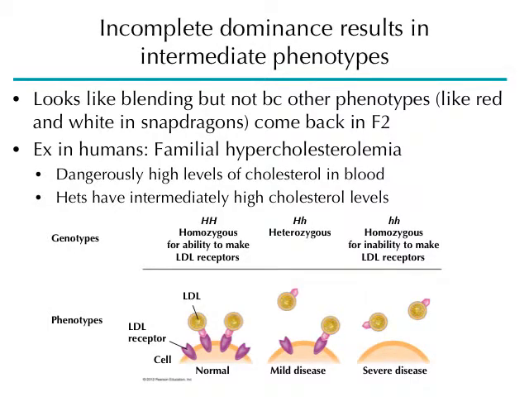A human situation where we see incomplete dominance in health conditions, a genetic disorder actually, is looking at the receptors for LDL. Low density lipoprotein is the LDL. The receptors are supposed to take the cholesterol protein complexes out of the body.